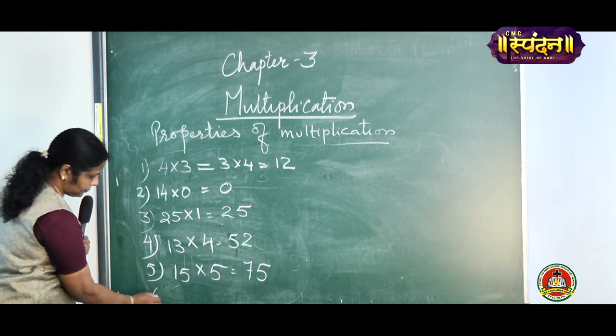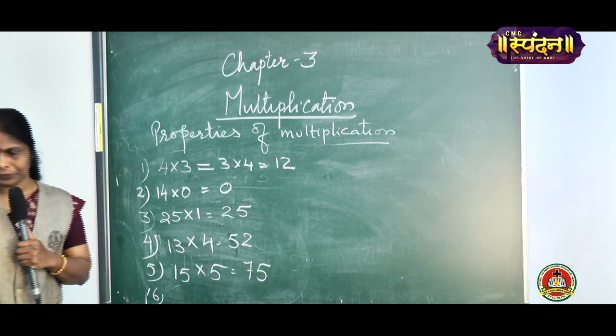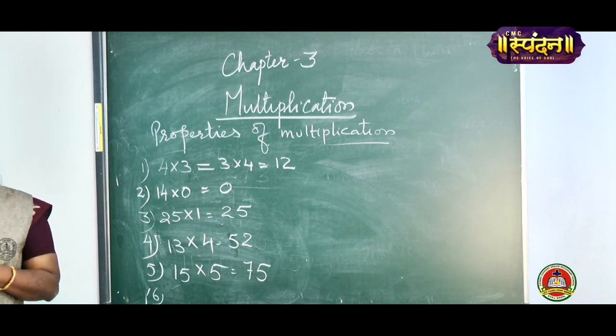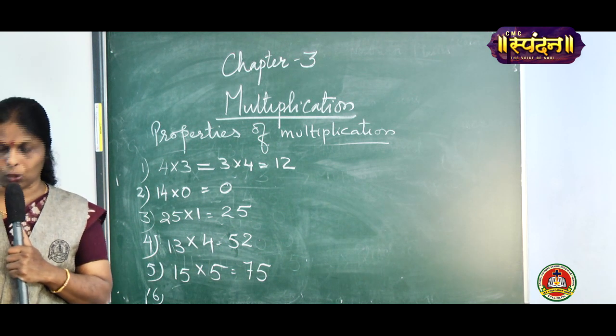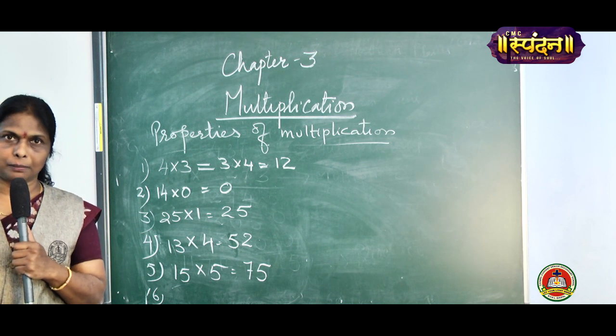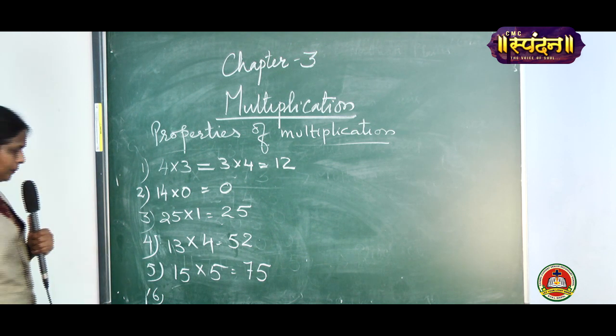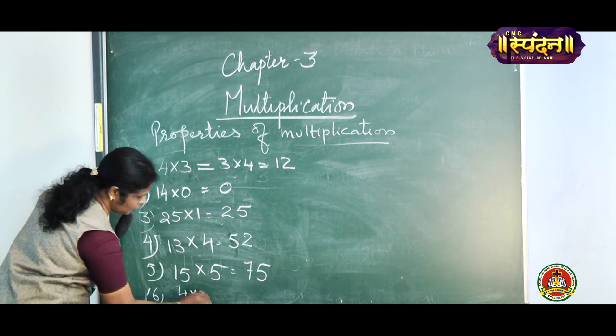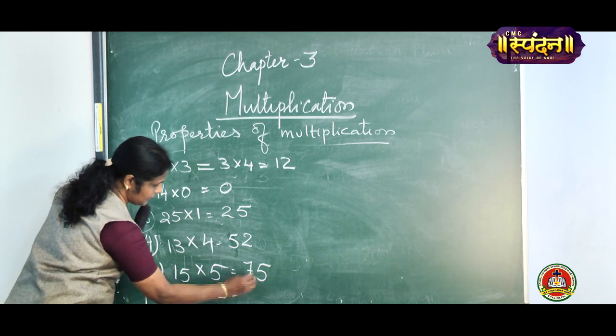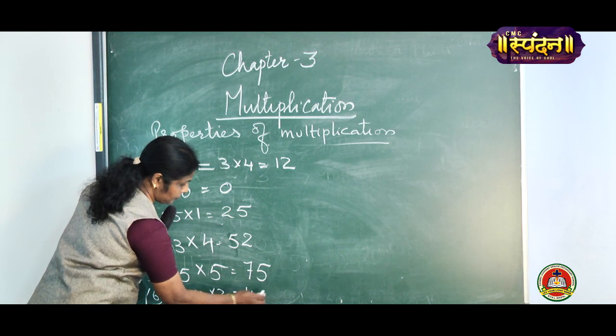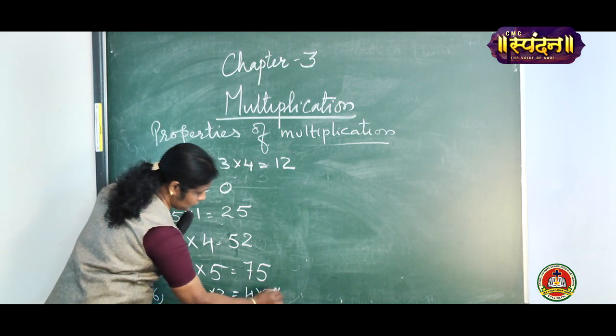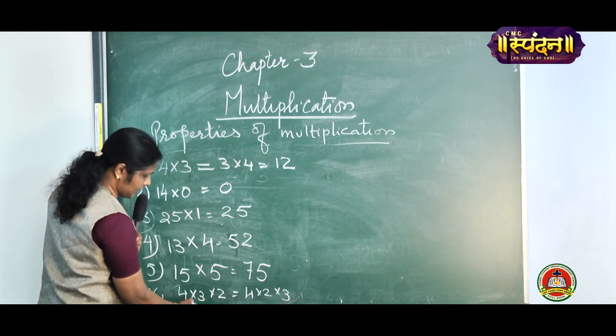The next one, the product of three numbers is always the same irrespective of the order in which they are multiplied. Any three numbers you take, like 4 into 3 into 2 is equal to 4, I am multiplying by 4 into 2 into 3. It will be the same. 4 3s are 12.